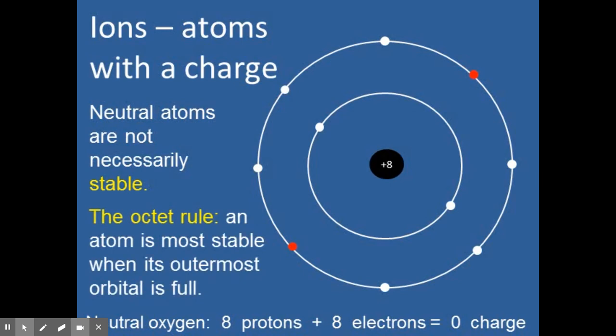So now we see that the outermost or valence shell is full in the case of oxygen, and of course this means that it has 8 valence electrons. Thus we call this the octet rule. An atom is most stable when the outermost orbital is full, which typically means having 8 valence electrons. So now if you look at the bottom of your screen, you'll see that now we're talking about stable oxygen, which has 8 protons, but now 10 electrons total, which means that its net charge is now a -2 because of the addition of those 2 electrons.